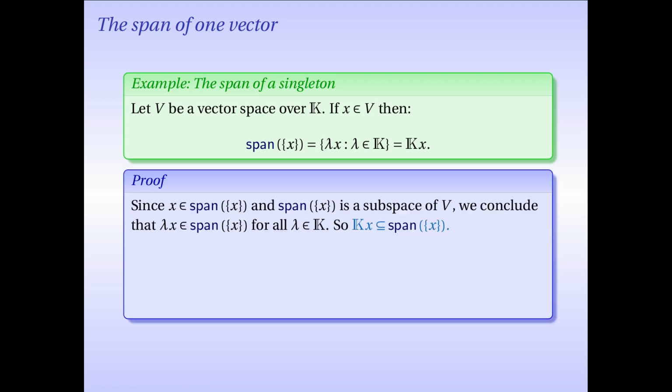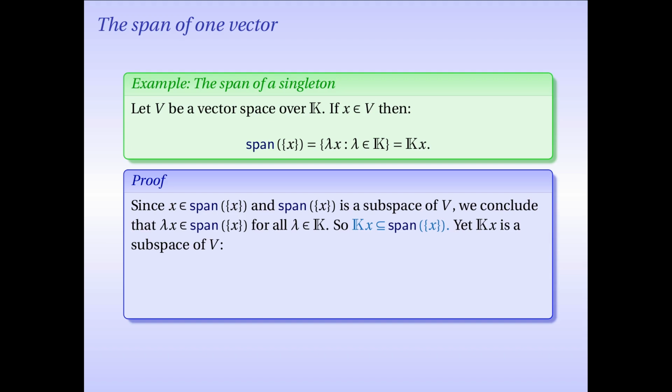Let's prove this using all we know about spans, which is basically just the definition and a couple of simple observations. First of all, X is an element of the span of X, since if you span A, for any set A, then A is a subset of the span of A. So X is an element of the span of X, and the span of X is a subspace of V. Therefore, it must contain all the vectors of the form lambda times X for any scalar lambda. So in particular, we prove that K times X is a subset of the span of X. That's one inclusion.